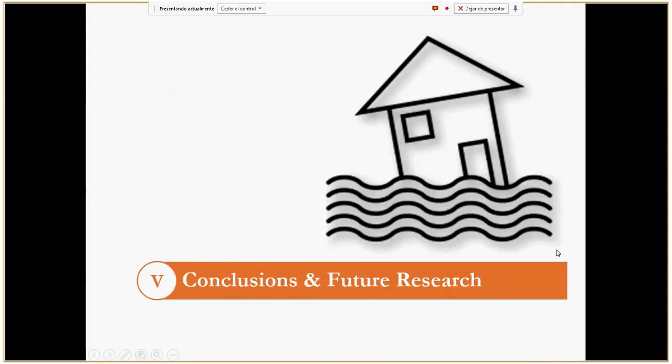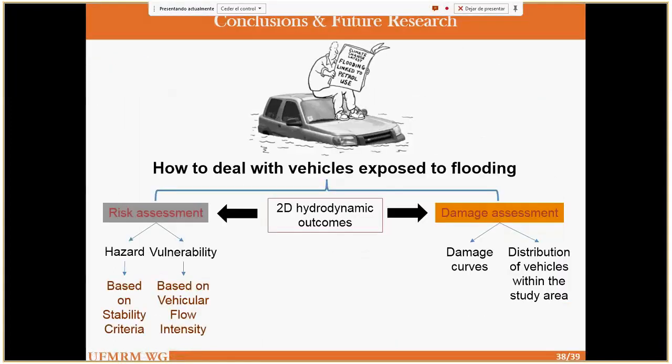Well, and just to finish, let me say, as a summary, that in order to deal with vehicles, a risk and damage assessment may be carried out. The first one requires two steps: hazard assessment, which is based on a stability criterion, you can see here, and vulnerability assessment based on vehicular flow intensity.